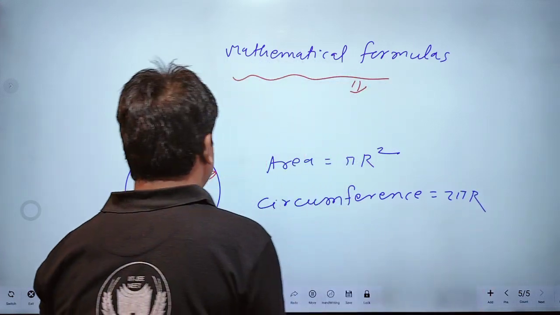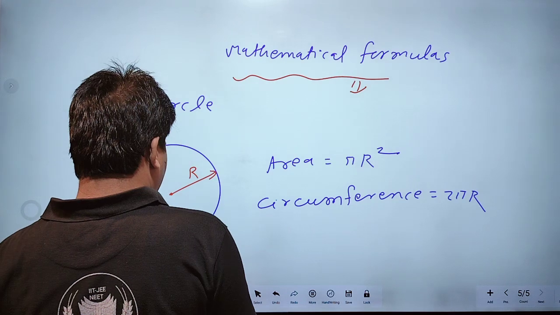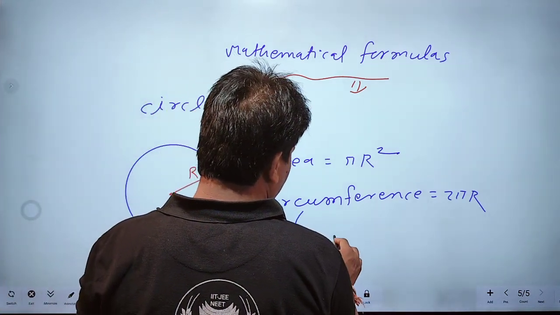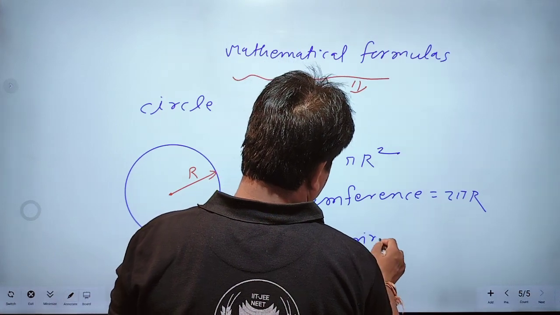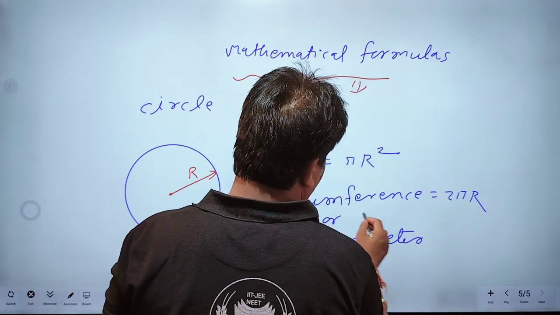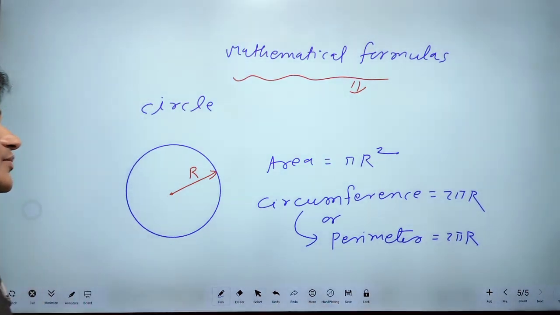Okay, this will be equal to 2 pi r. This is also called perimeter. Perimeter will be equal to 2 pi r. Perimeter of a circle is 2 pi r.